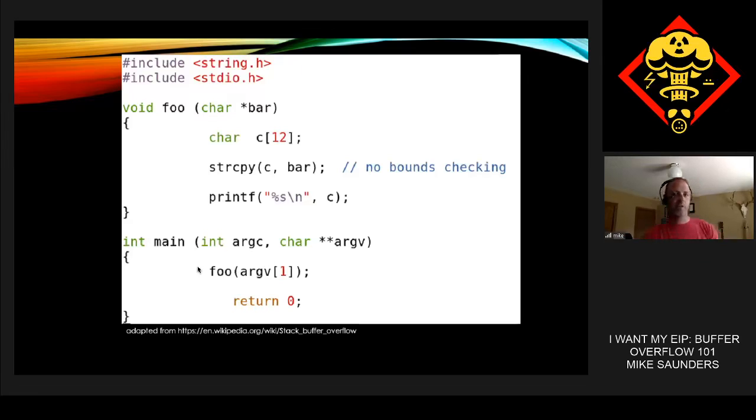And if we look at foo, foo declares one variable here, C. We're going to use strcpy, so we're not going to check to see if things fit. We're just going to copy what we received on the command line into C. And then we are going to print what's in C out to the screen. Now you'll notice there is no return here. Nothing says return back to main.